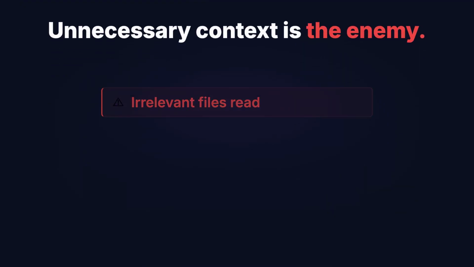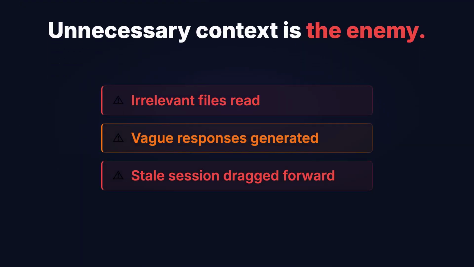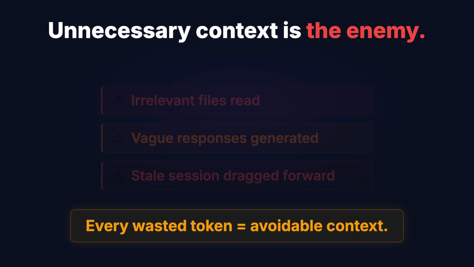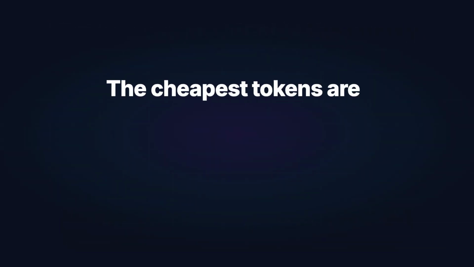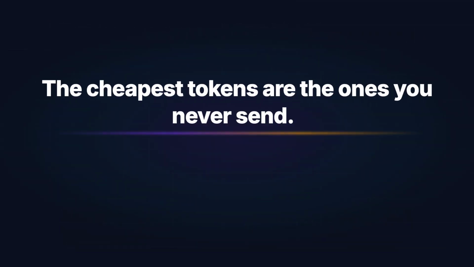The root cause is always the same: unnecessary context. Every irrelevant file read, every vague reply, every stale session. They all add tokens you didn't need to spend. The cheapest tokens are the ones you never send. Which of these 5 habits is costing you the most right now?